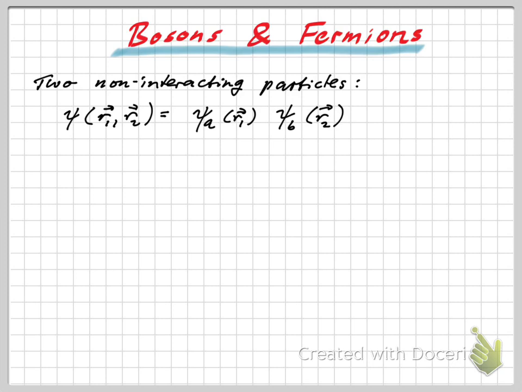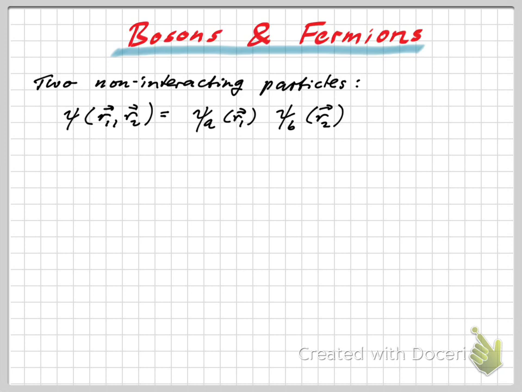So we said earlier that if you have two particles, then a two-particle wave function can be written like this: psi A of r1 times psi B of r2. So that is one allowed wave function for the combined system of two particles. We have the product because we want the first particle to be in state A and the second particle to be in state B, or psi sub B.